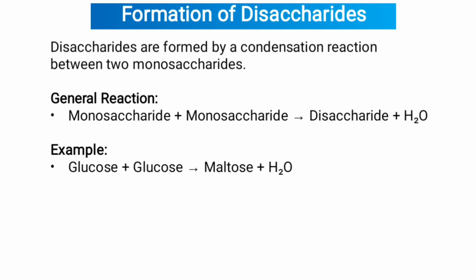Formation of disaccharides: disaccharides are formed by a condensation reaction between two monosaccharides. General reaction: monosaccharide plus monosaccharide gives disaccharide plus H2O. Example: glucose plus glucose gives maltose plus H2O.